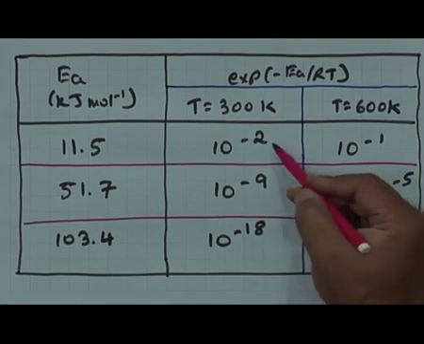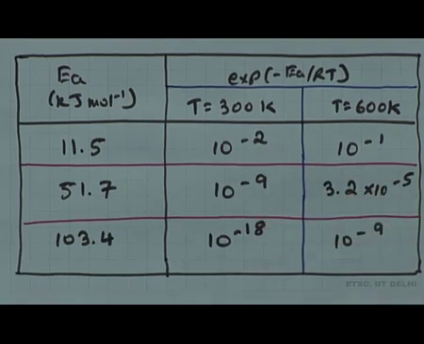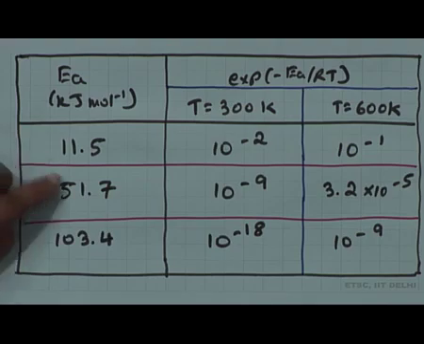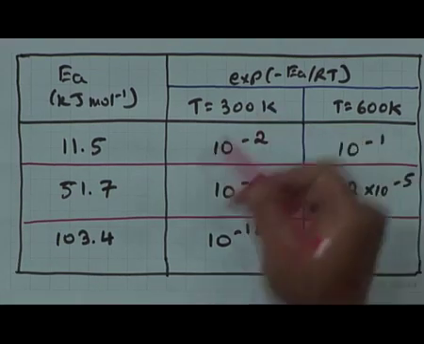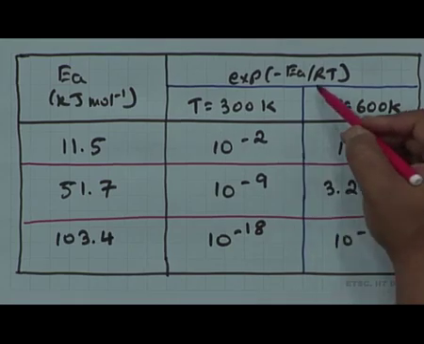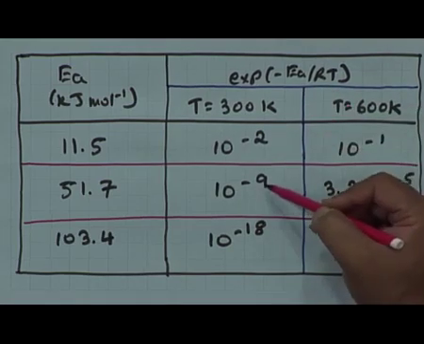It has gone from 10 to the minus 2 to 10 to the minus 18. Okay. So let us not consider 10 times even, let us consider close to something as roughly 5 times, that is 11.5 to 51.7 at 300 Kelvin. What has happened? I go from a value of 10 to the minus 2 for this exponential factor to a value of 10 to the minus 9.